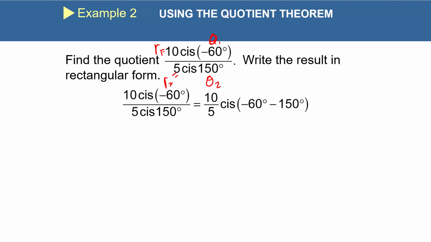All right, so we're gonna simplify. What is 10 divided by 5? Do y'all need me to write it in expanded form, or are we okay with the condensed? All right, so 10 divided by 5 is gonna give us 2, and -60 minus 150 is gonna give us what? -210. So we're now down to this.